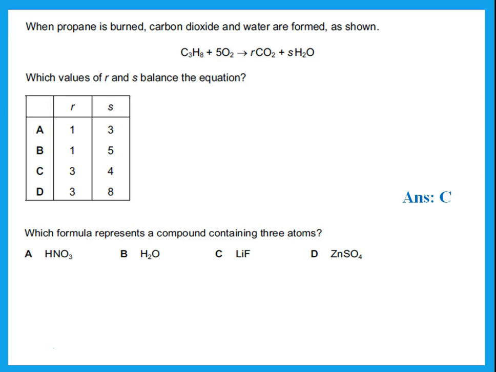Okay, which formula represents a compound containing 3 atoms? Remember that this is total 3 atoms, not 3 types of atoms. Sometimes he asks 3 types of atoms or 3 atoms. Here he wants something that has a total of 3 atoms. So obviously, which one has a total of 3 atoms? H2O, 2 hydrogens and 1 oxygen. Okay.